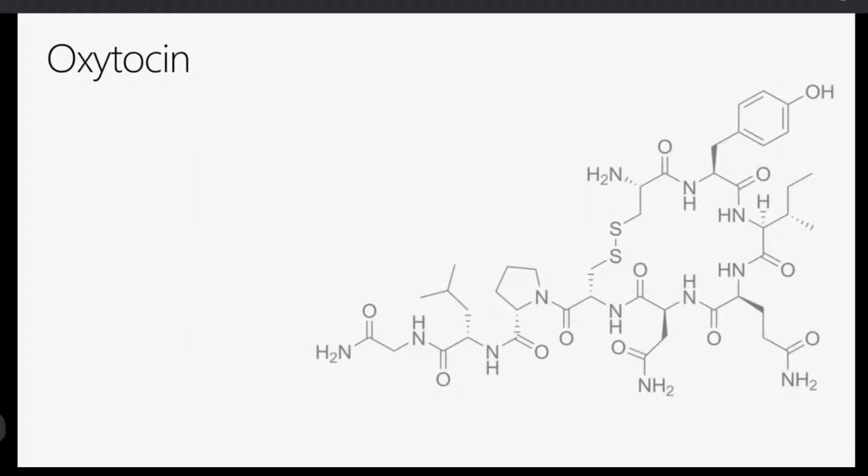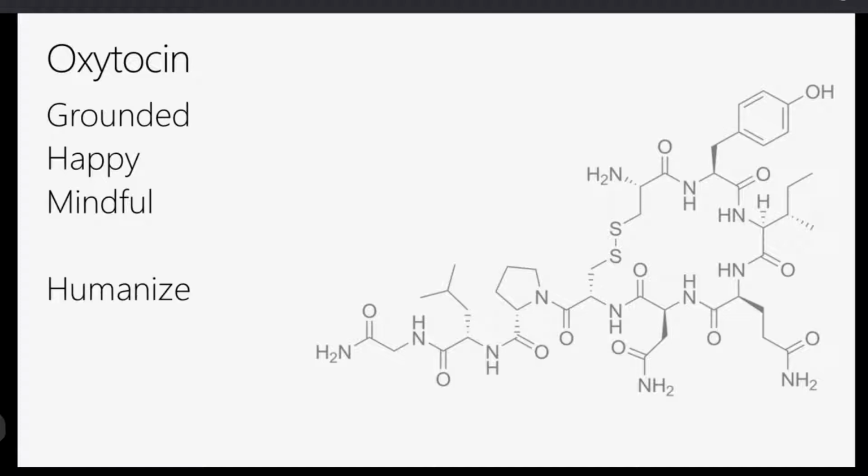The next hormone or neurotransmitter is oxytocin. Oxytocin will make our users more grounded. They will feel happier and become more mindful. A very simple way is to add pictures of humans, or avatars. It will create a connection to the site that is really great to have.